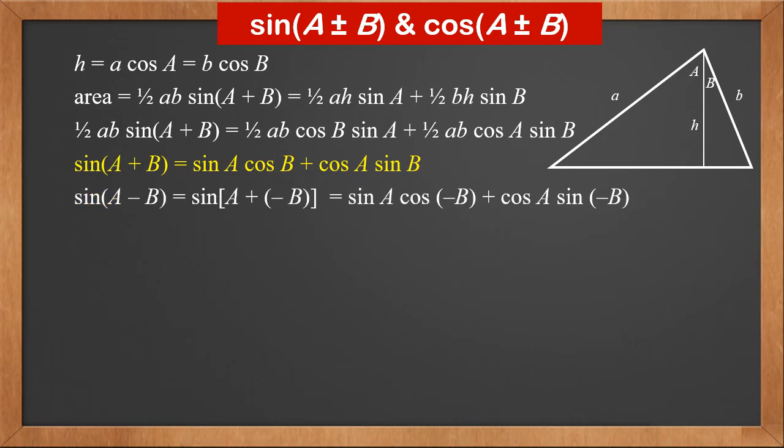Sine (A minus B) is sine (A plus (minus B)). Using the formula we just derived, it is equal to sine A cosine (minus B) plus cosine A sine (minus B). Cosine (minus B) equals cosine B. Sine (minus B) equals minus sine B. Therefore, sine (A minus B) is sine A cosine B minus cosine A sine B.